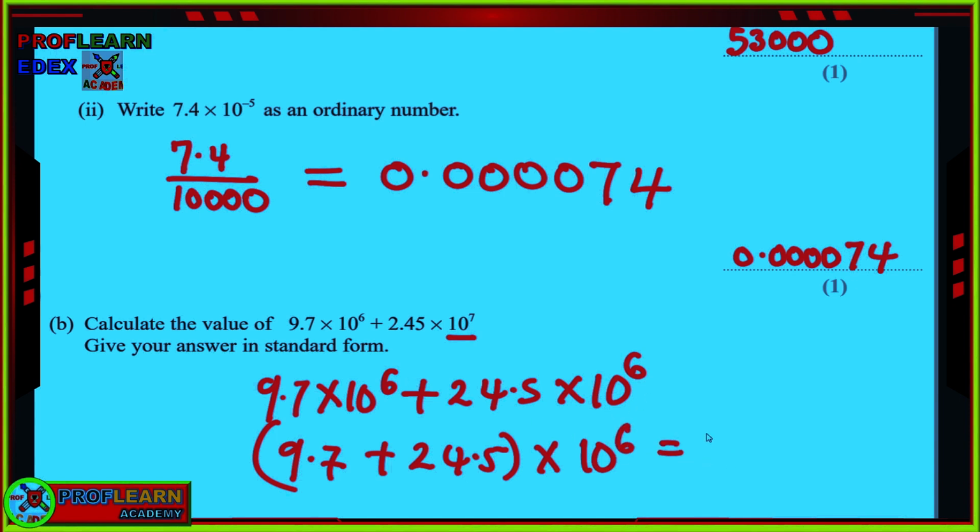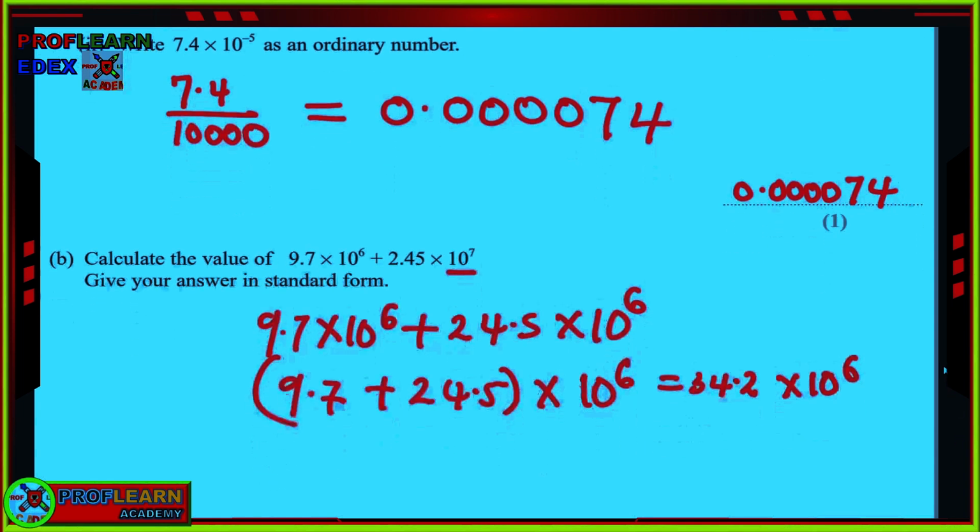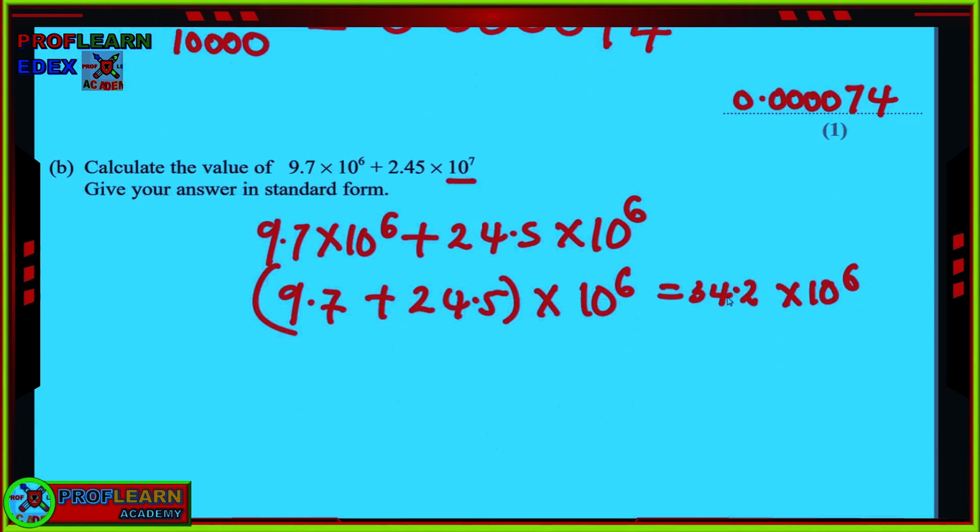So if we work it out, what is 9.7 plus 24.5? This gives us 34.2 times 10 raised to power 6. Now I can write it finally in standard form and take this backward. I'll increase this one, and then this is going to be 3.4 times 10 to the power 7 as our final answer.